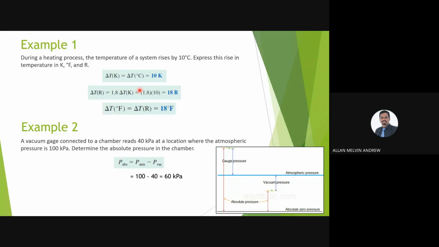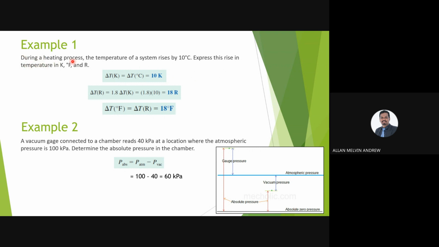Okay, so yesterday we have seen the temperature scales. So we have Kelvin, Celsius, then Rankine, and also Fahrenheit. I have told you that there will be some questions at times, directly or indirectly, that ask you to convert to different scales. So here we can see example number one.